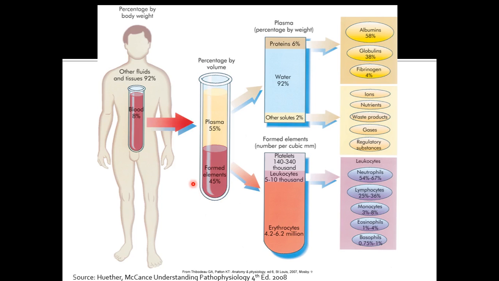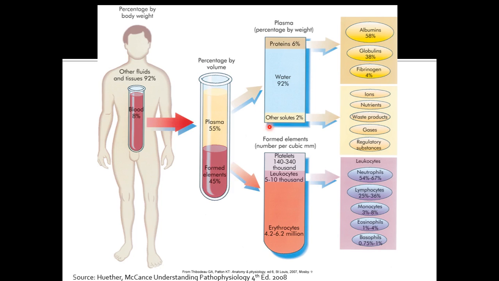We've got the diagram here showing us that 45% of the blood solution is made up of formed elements. Those formed elements are erythrocytes, which are red blood cells, leukocytes, white blood cells, and platelets. And then the rest is plasma. It makes up more than half of the blood solution, and most of the plasma component is water.